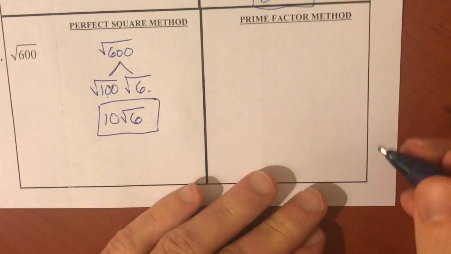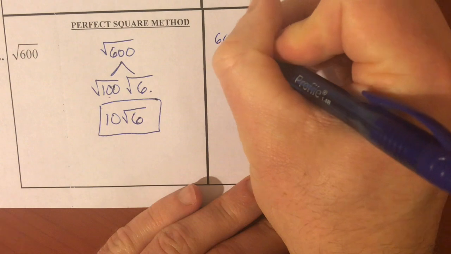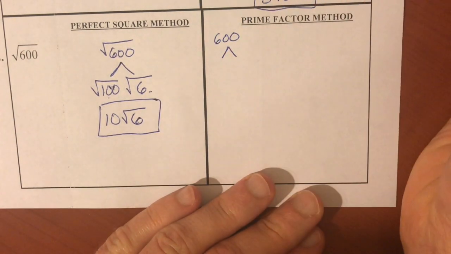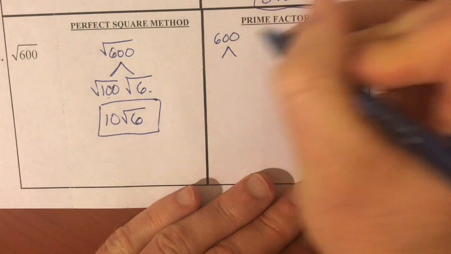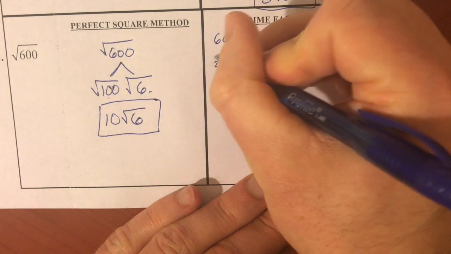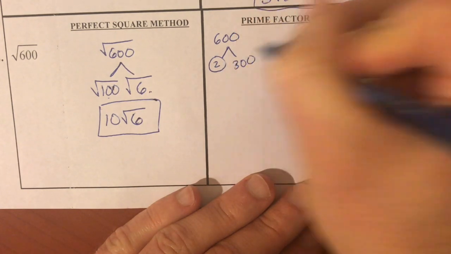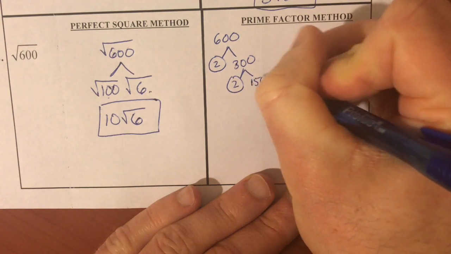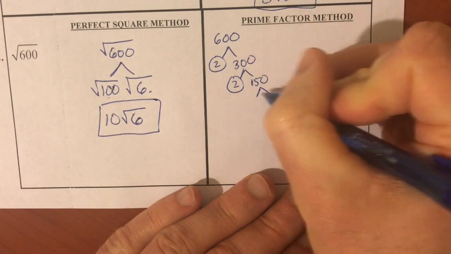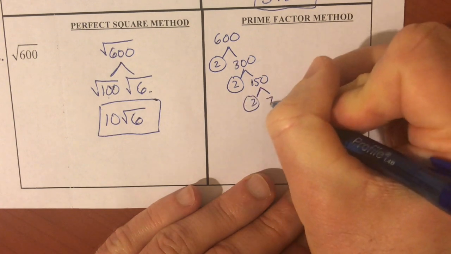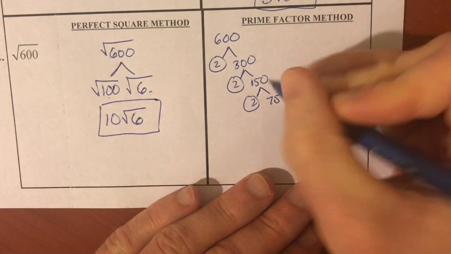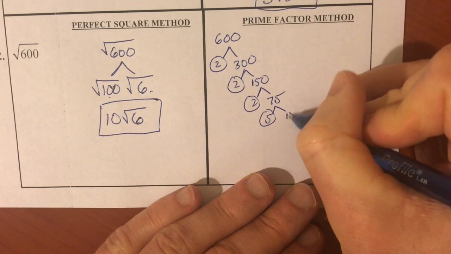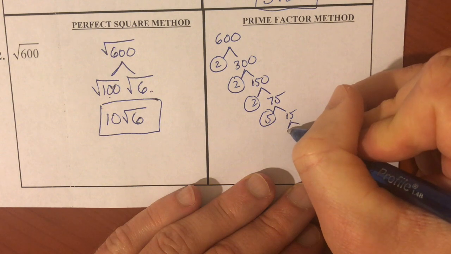Easy. If you do the prime factor method, which is fine with me, it can be a little more time consuming, but sometimes people like that slow and steady. 600, maybe your first thought is, it's even. 2 goes into it. And 2 goes into there 300 times. Well, 300 breaks down more. 2 goes into that 150 times. 2 is prime, but 150 breaks down to 2 times 75. 75 breaks down to 5 times 15. 15 breaks down to 3 times 5.